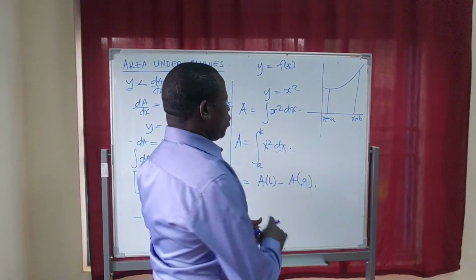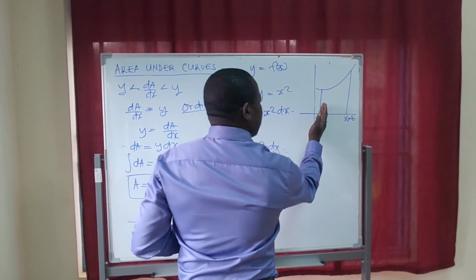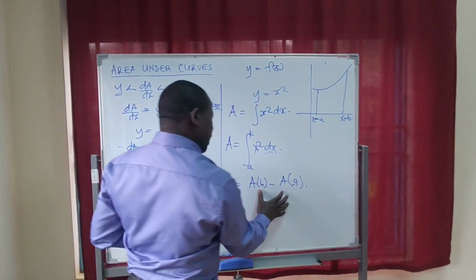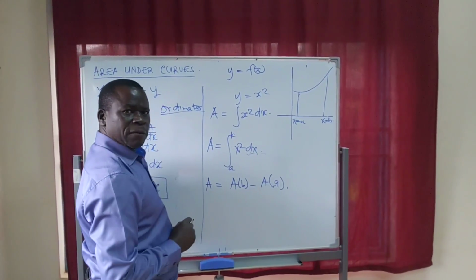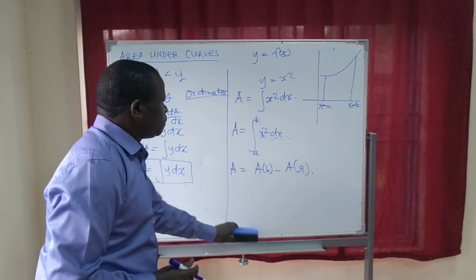So in other words, I'm going to remove part of this area from here, and then part of this area from here. The remaining part gives me this area I want. This is area A now. Now, let's look at this example.